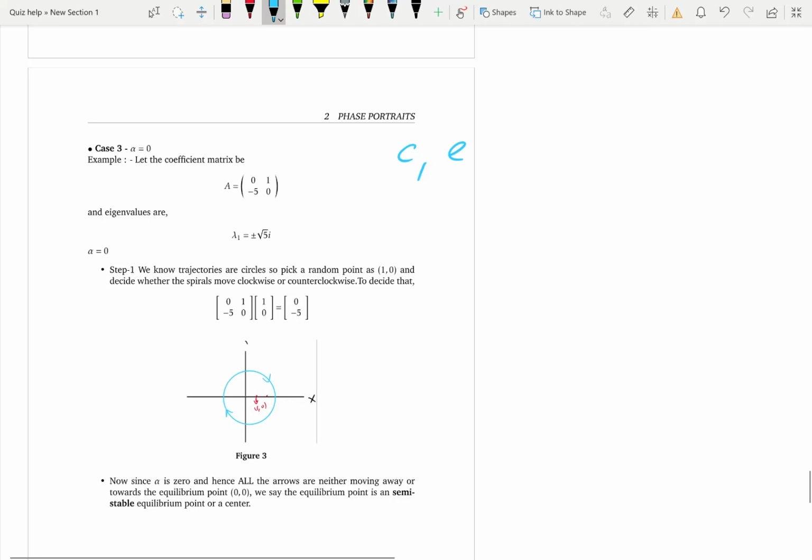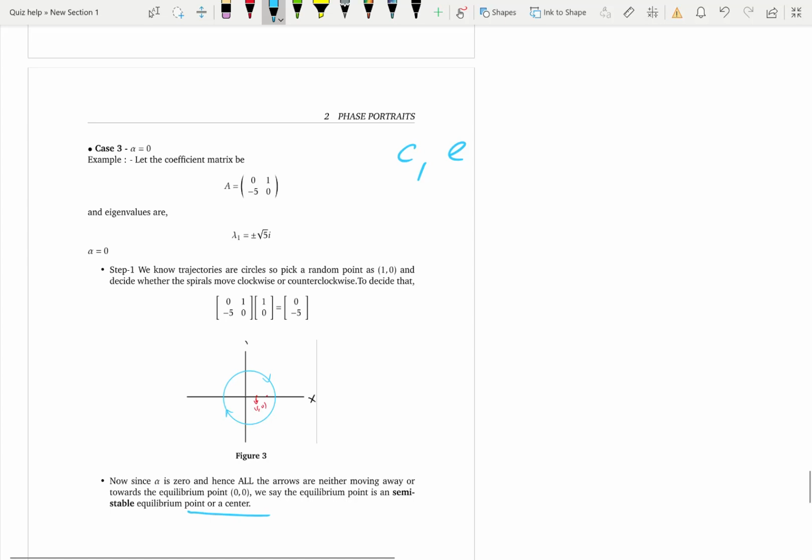Okay, so when alpha is equal to 0, now you know that it's semi-stable and you know the shape of the trajectories. We call this a center. The equilibrium point is a center then, for an ellipse or a circle. So the equilibrium point, the origin, is said to be a center when alpha is equal to 0. Now one thing more needed.